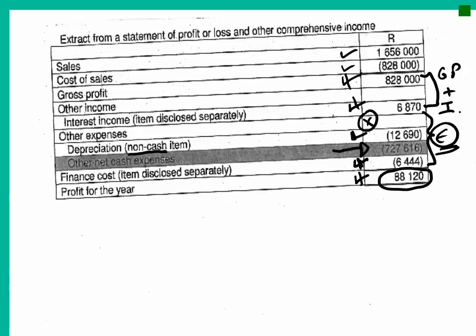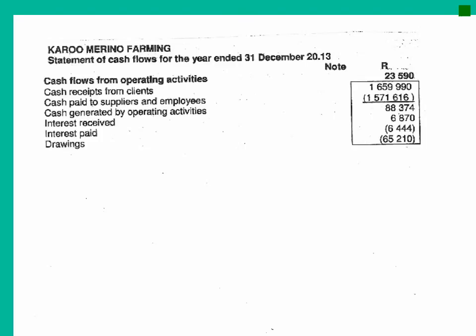That's other than cash payments to suppliers, which we worked out using the cost of sales number. Remember, this isn't the cash number. The cash number was 844,000, and we got that by reconstructing the creditors and inventory account. Here we've got our other cash payments for the year by reconstructing our other expenses, and then we're taking away depreciation, giving us expenses of $727,616.